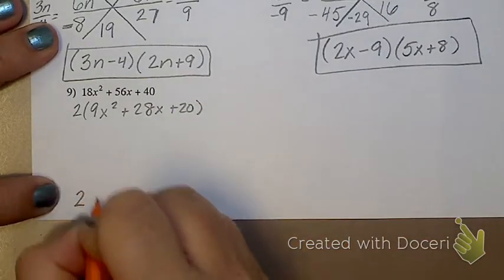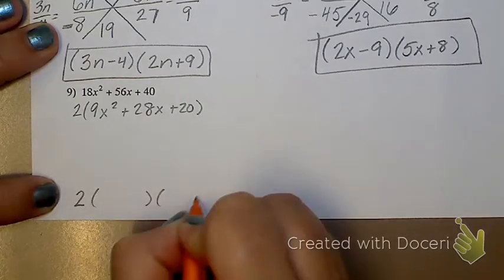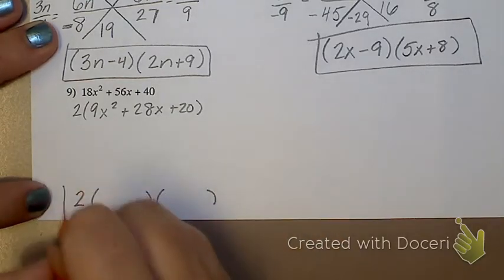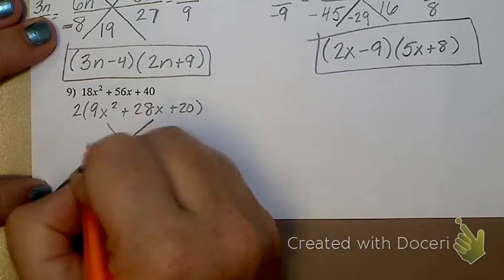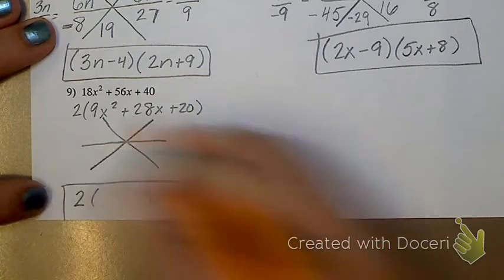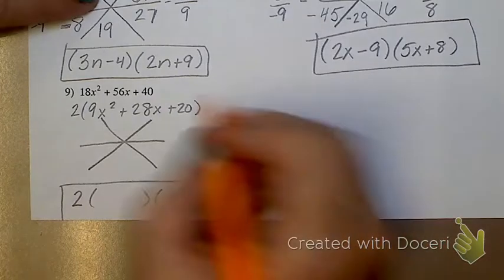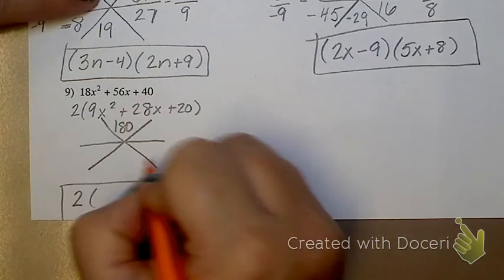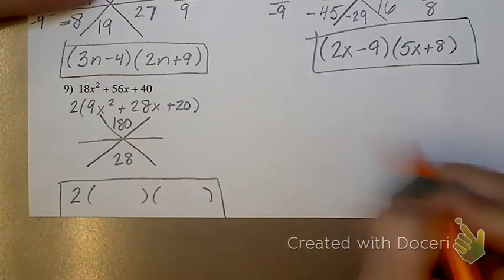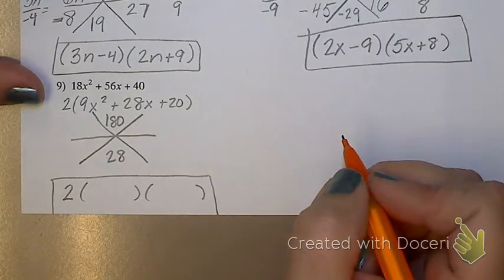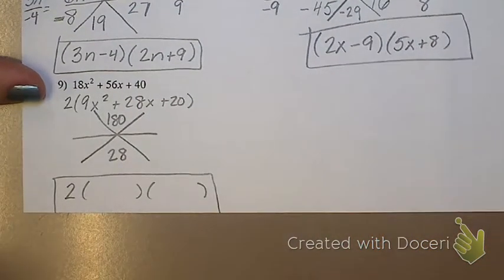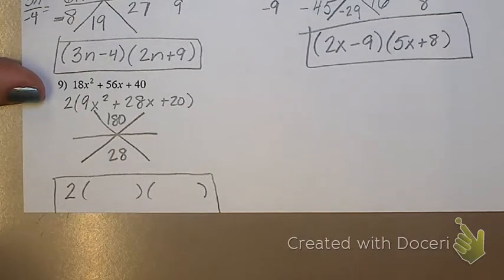So I like getting my answer set up so that way I don't have to remember the 2 later. So I just get everything in line there. 9 times 20, what's 9 times 20? 180. And on the bottom? What are my 2 numbers? What's the easiest way to make 180? 10 and 18, right? Doesn't that get you 28?